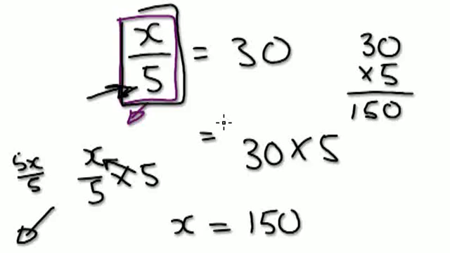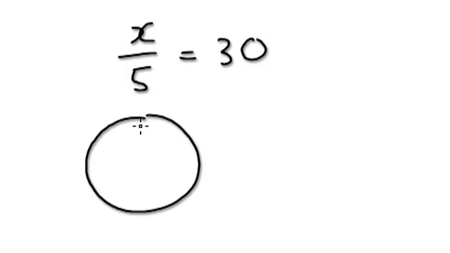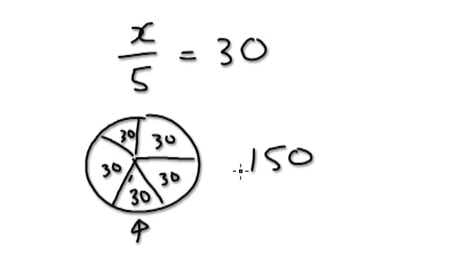So you can imagine this as, if you have x over 5 equals 30, it's saying you've got a fifth of a bag. So this is your fifth of a bag, and that equals 30. Well, you've got another 30 here, another 30 here, another 30 here, and another 30 here. So basically, one whole bag is actually 150.